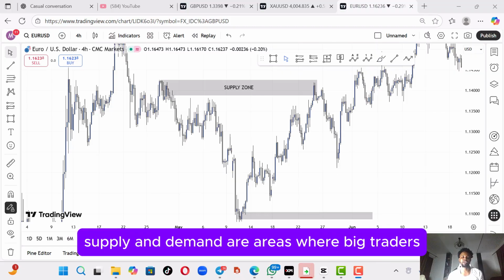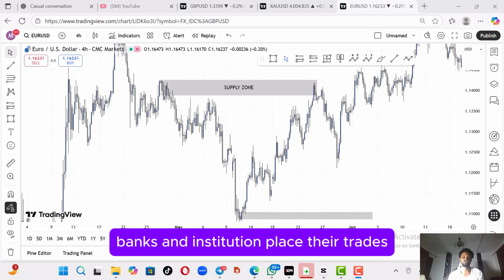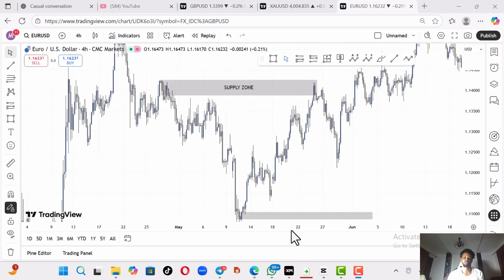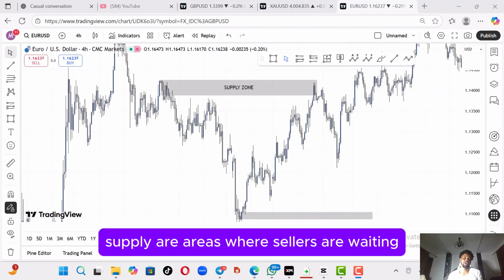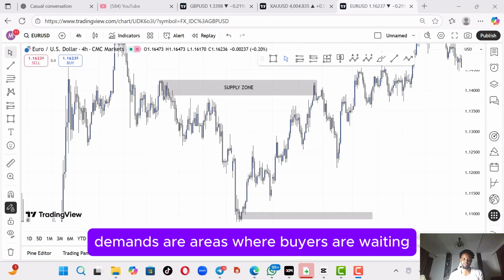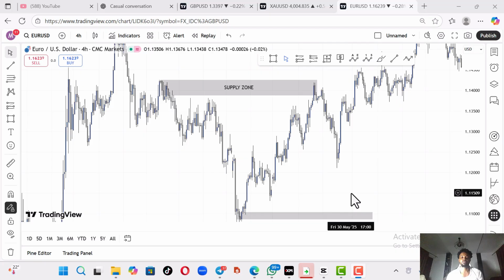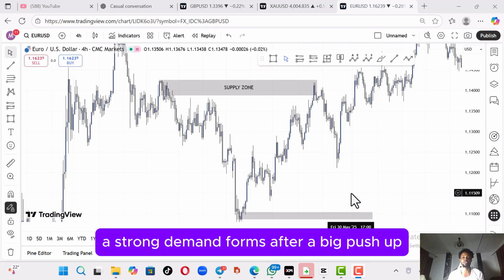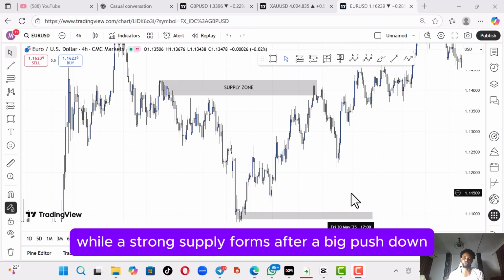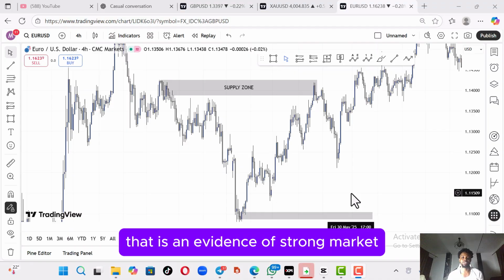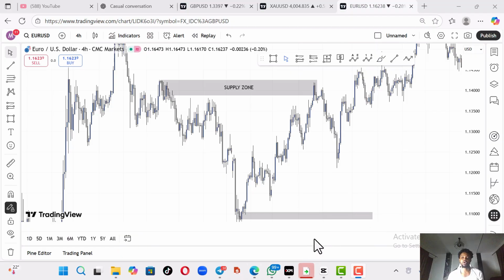Supply and demand are areas where big traders, banks, and institutions place their trades or orders. Supply are areas where sellers are waiting. Demand are areas where buyers are waiting. A strong demand forms after a big push up, while a strong supply forms after a big push down. That is evidence of a strong market.